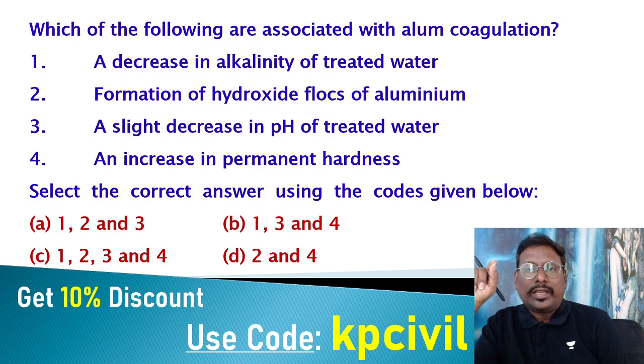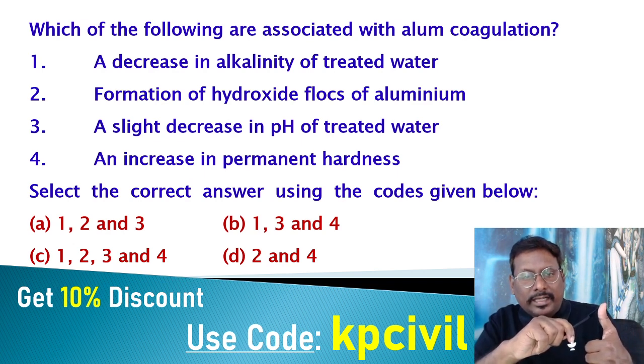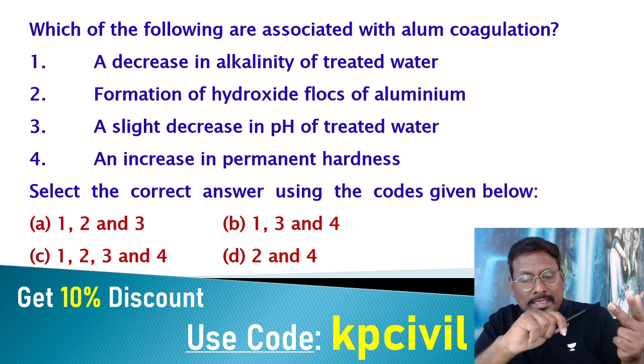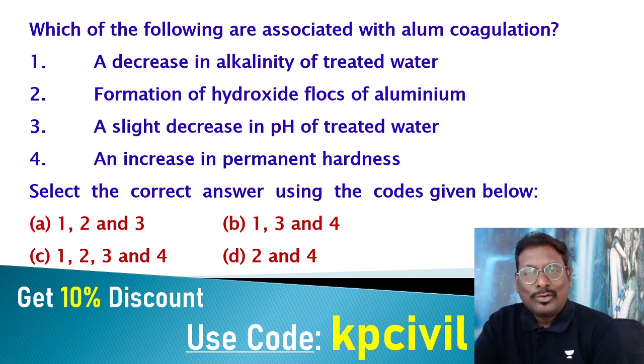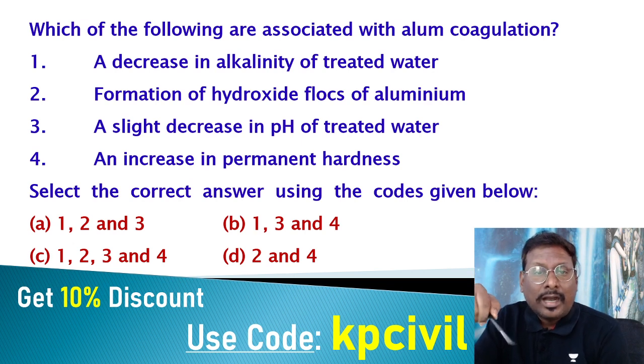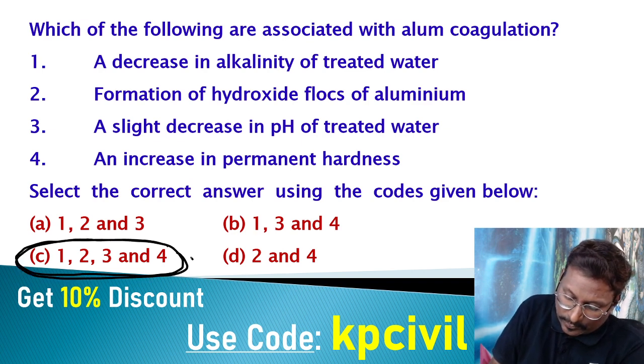Which of the following are associated with alum coagulation? Decreasing alkalinity, formation of hydroxide flocks, slight decrease in pH, an increase in permanent hardness. All possible. Water's alkalinity is reduced because of alum addition. Hydroxide flock, aluminum hydroxide, is formed. pH decreased, permanent hardness increased. Answer is 1, 2, 3, 4.